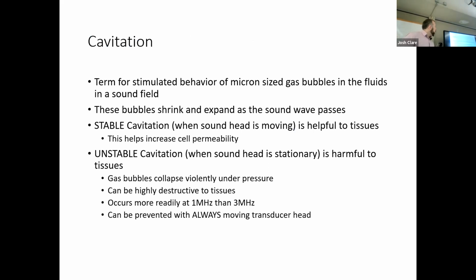So what we're doing is creating a cavitation. Cavitation is the term for this compression and expansion of molecules. We're creating micron-sized, incredibly small gas bubbles in the fluid with this sound field. Those bubbles shrink and expand like we saw with that glass. We want stable cavitation, which means we have this compression and expansion of these molecules, and that's going to be helpful for our tissues. It's going to increase cell membrane permeability. If we want the thermal effect, we can create some thermal effect with it.